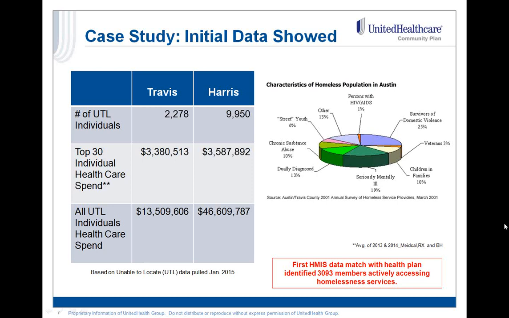At the same time, as we began to explore what was going on with the continuum of care providers, and we were looking at their data and seeing the types of statistics and the health status that we were finding there, it became very clear that some of our unable-to-locate members were more than likely some of the members that they were serving. We've done our first contract with the Houston-Harris County Coalition, and their first match that we have done with the health plan has identified over 3,000 members that are actively accessing homelessness services at this point.